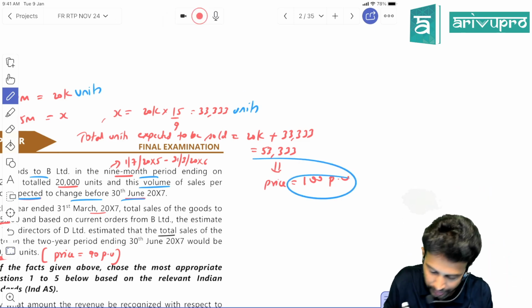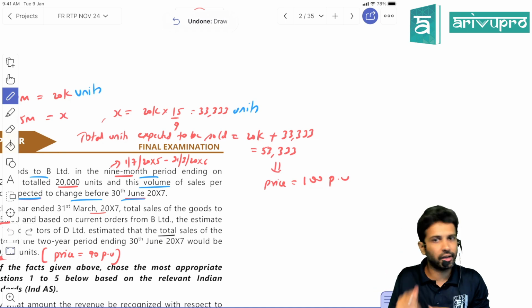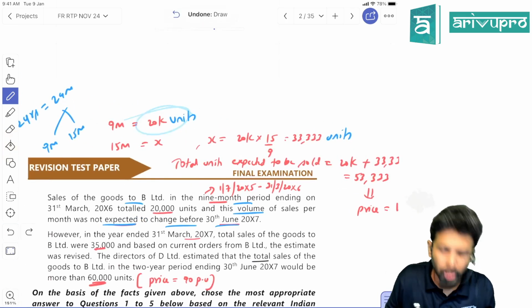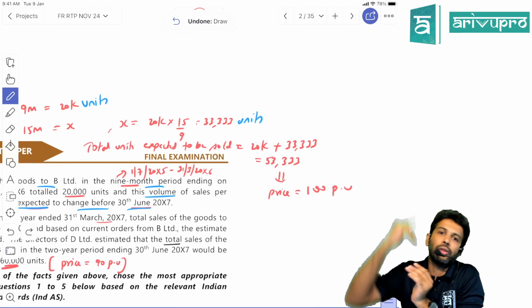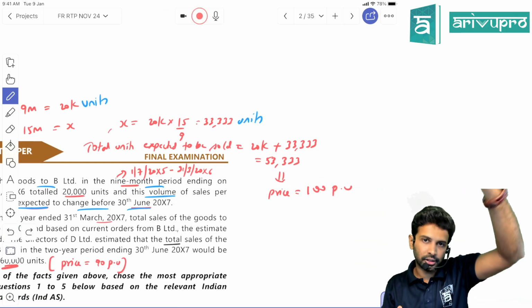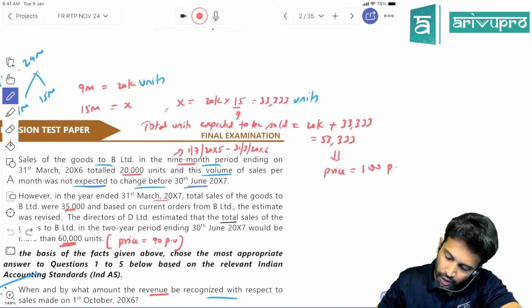So what will be taken as the price? 100 per unit. In the current year, you have already sold 20,000 units. For those 20,000 units, your transaction price, you will take it as 100 rupees per unit, because we are not expecting that the threshold of 60,000 will be crossed. Okay, all right. That is one.